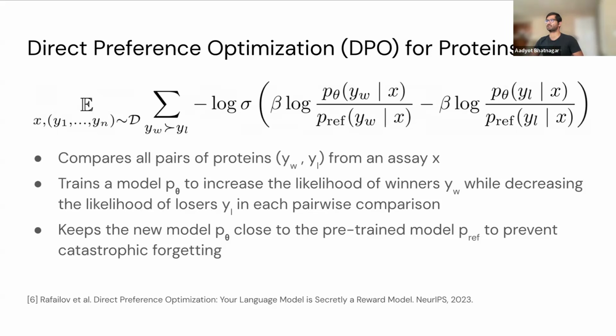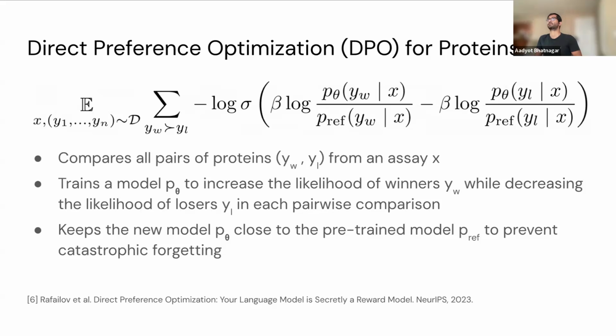Any questions, just because this is foundational for the rest of the section? How different is this formulation from the RLHF formulation?